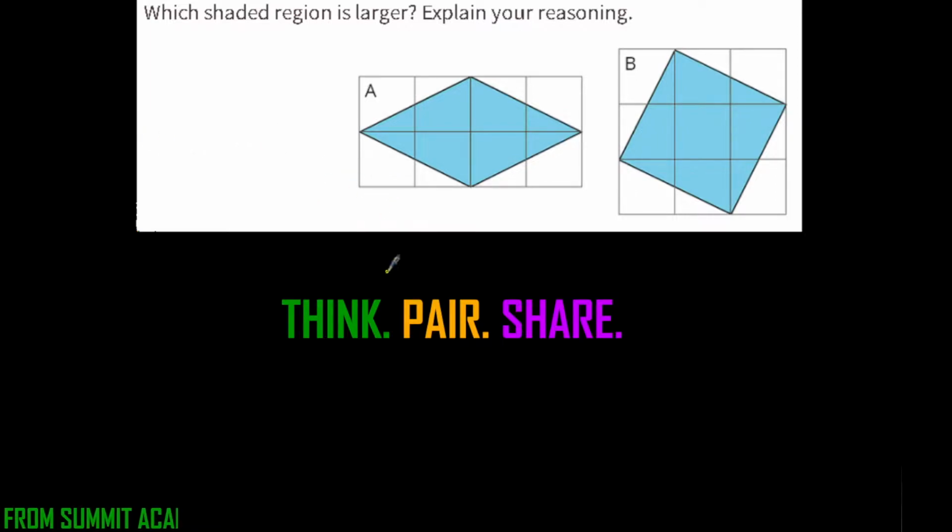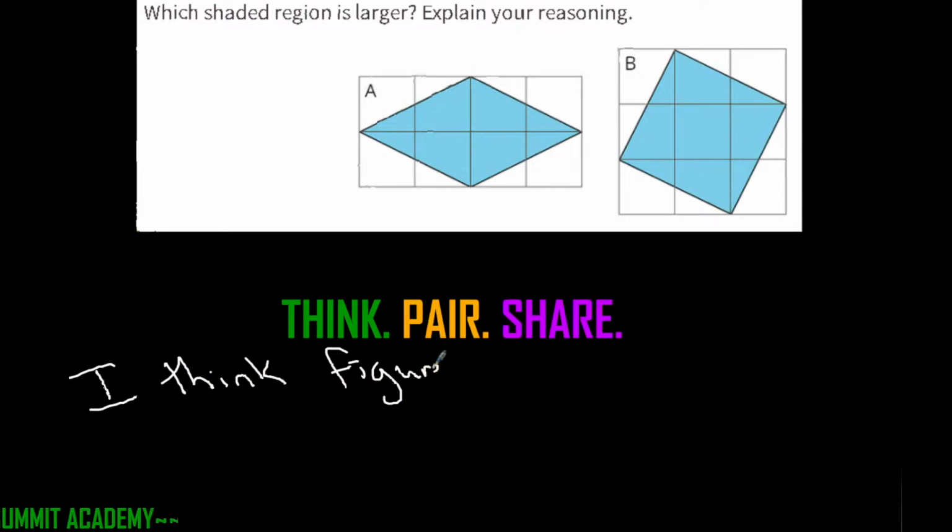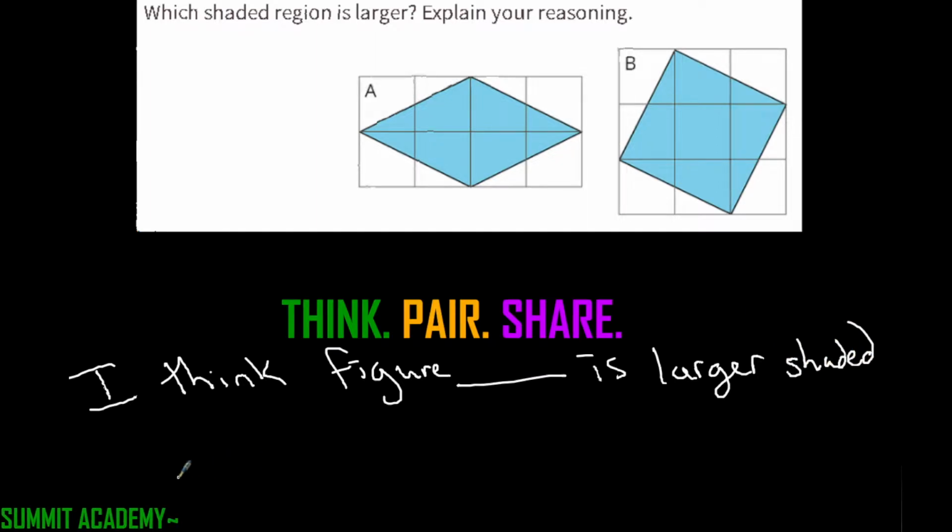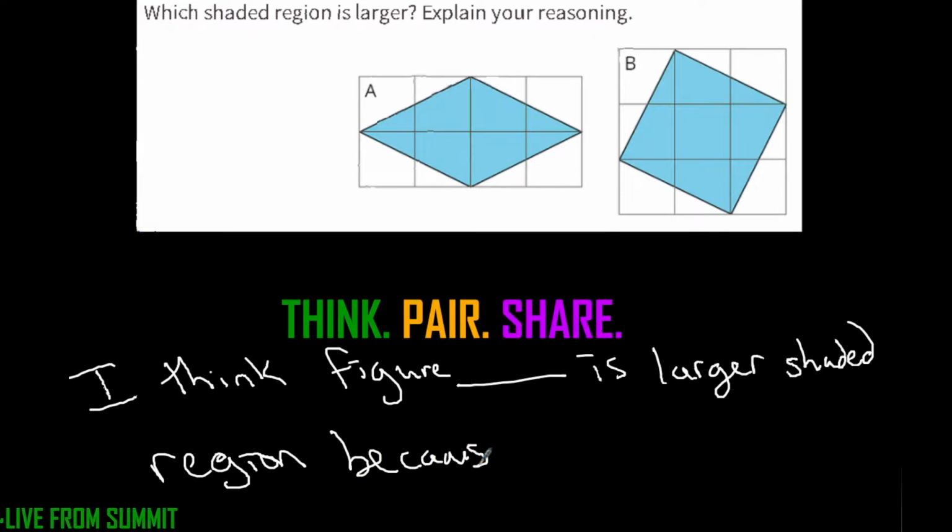Explain your reasoning. Now, what I want you to do is take a second, pause the video, think, pair, share, and try to figure out what you think, A or B, and then say why. If you want a sentence starter, you would say something like this: I think figure blank is the larger shaded region because I'm blank. So all you have to do is pause that video, think for yourself, and share with the class.